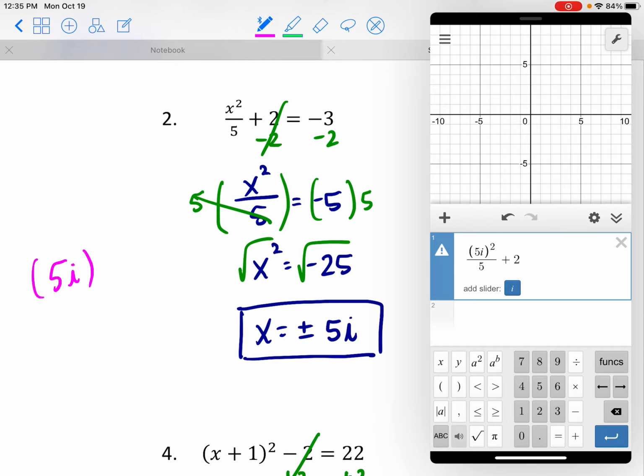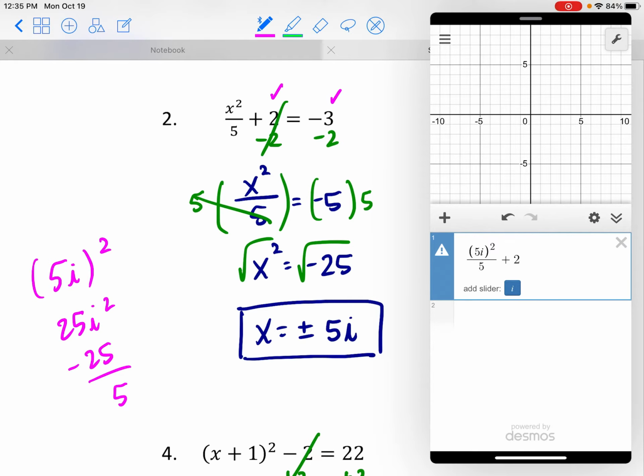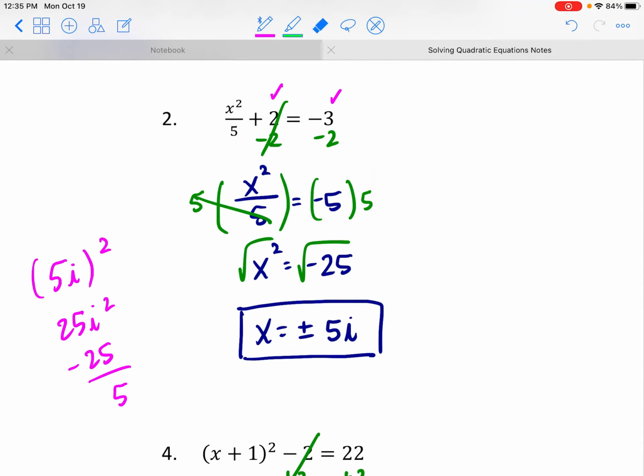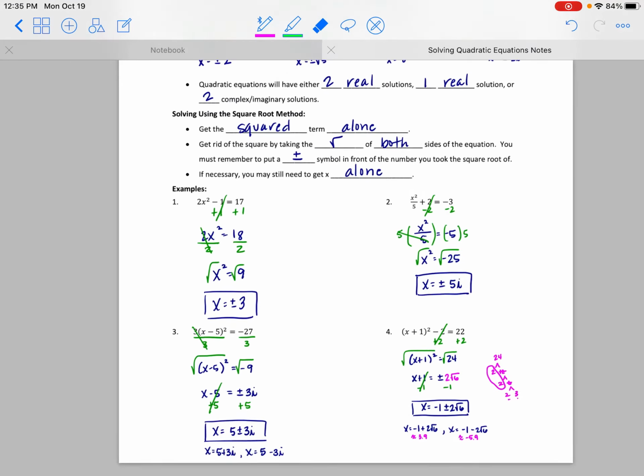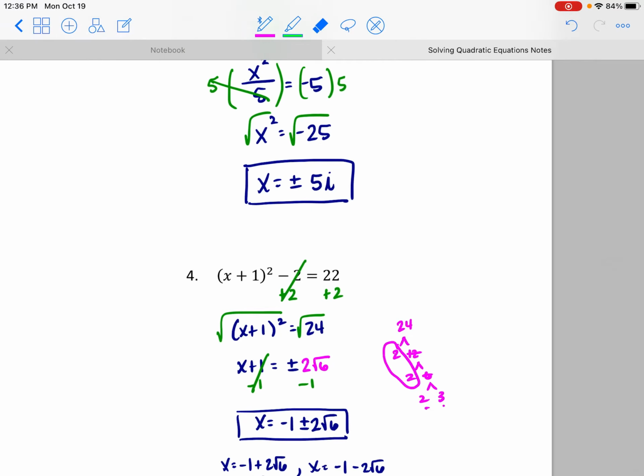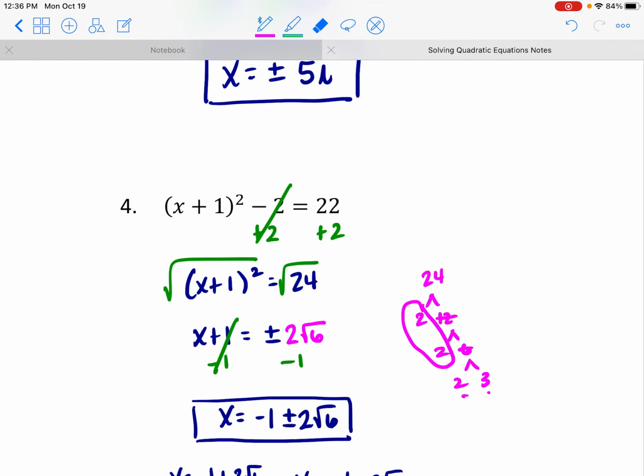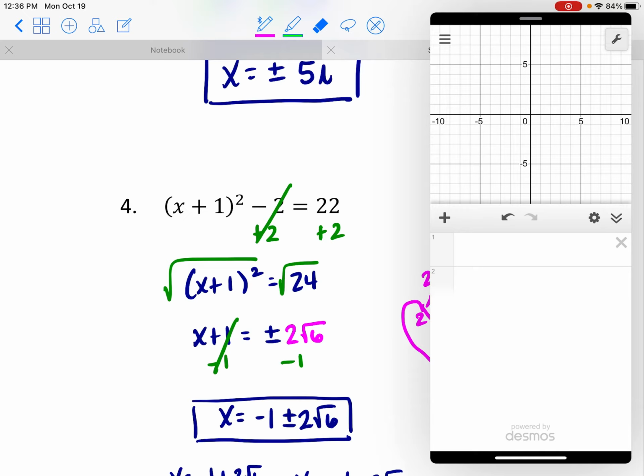But 5i squared is going to be 5i times 5i, that's 25i squared, and i squared we know gets replaced with -1, so it becomes a -25. And -25 divided by 5 is -5, plus that 2 does make a -3. Okay, so we can't use Desmos for the imaginary, but you could use it for something ugly like number 4 here. Okay, number 4 we have these ugly solutions, but the calculator can handle those.